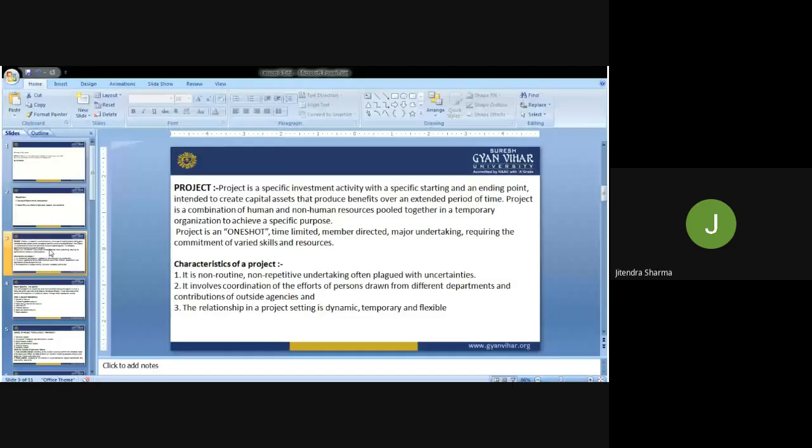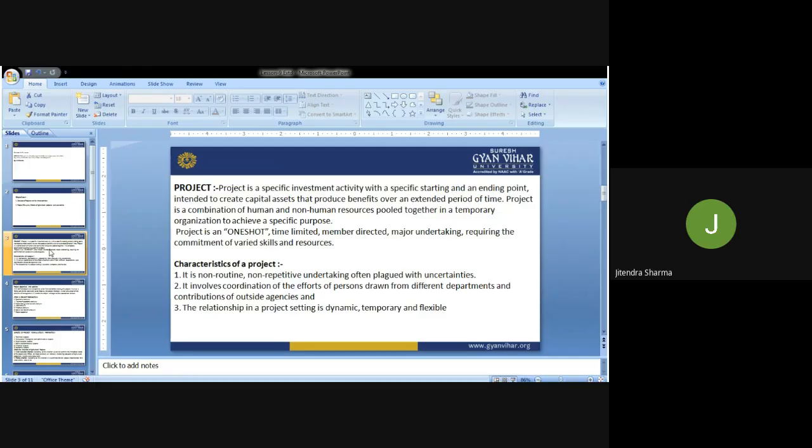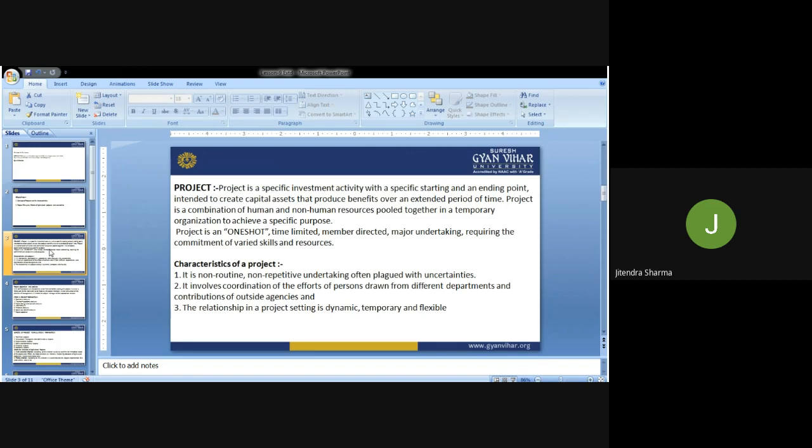A project is a specific investment activity with a specific starting and ending point, intended to create capital assets that produce benefit over an extended period of time. It means from beginning to end, there are certain dimensions already mentioned in the project. It is intended to create capital assets, and the project is prepared only for the creation of capital that produces benefit over an extended period. It means there is a fixed duration for the project, for which we have enlisted the project plan. That is the objective of the project.